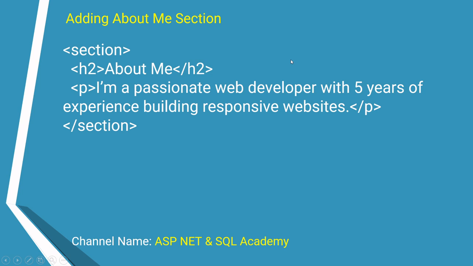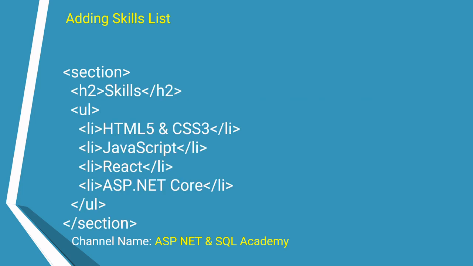We add an About Me section using a semantic section tag. Inside, an H2 heading and paragraph describe the person's background. Skills are listed using an unordered list inside another section. This helps organize information clearly.